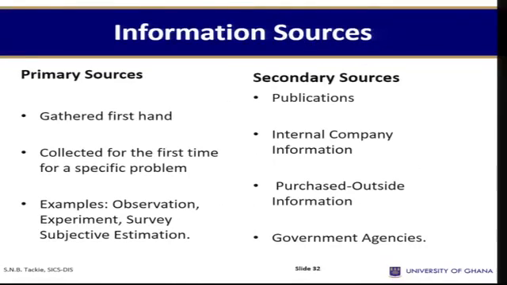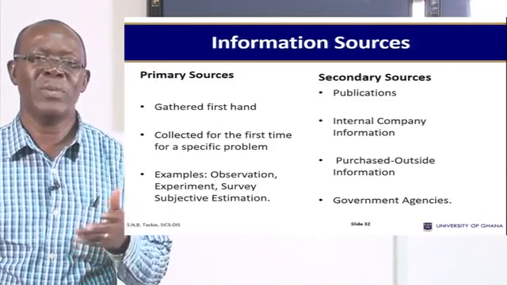And we categorize the sources of information into 2 broad areas. That is primary sources and then secondary sources of information. Primary sources of information are information that is gathered firsthand. They may be collected for the first time for a specific problem. Examples of how primary information is generated are through observation, through experiments in the lab, through surveys, or through subjective estimation. Sometimes you don't have a basis for measuring, and so you can make a conjecture.